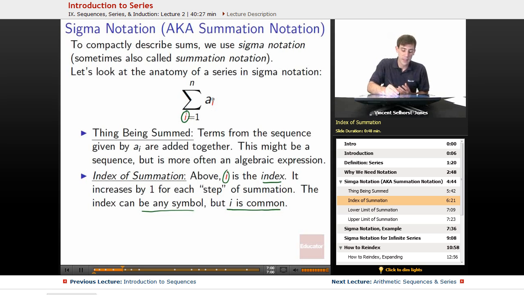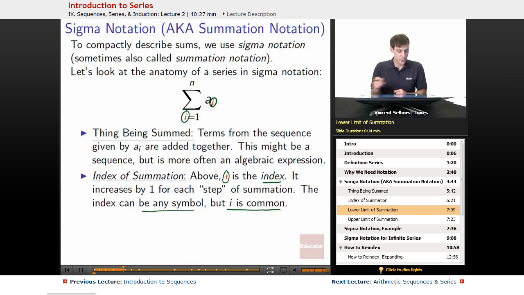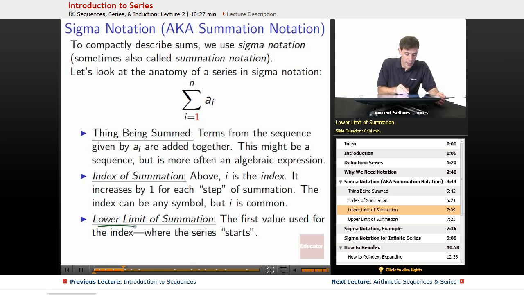So that's the thing that winds up changing, and notice how i will generally occur over here in the series as well. That's saying this is the thing that changes, this is what will change with each step, this little guy right here.